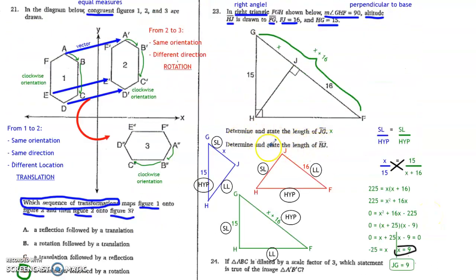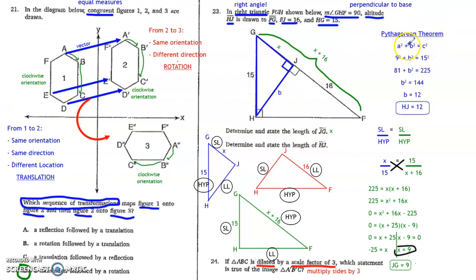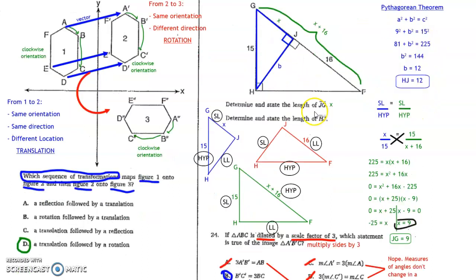The next part asks us to find the length of HJ. HJ is here. It's a part of a right triangle, which means I'm able to use the Pythagorean theorem. A squared plus B squared equals C squared. Another algebra problem. I don't want to go over it because you're good at algebra. That's why you're here. For 24, it talks about a dilation, which means you're multiplying the sides by 3. But the only dilation that makes sense here is that you take the original side, multiply it by 3, and get B'C'.